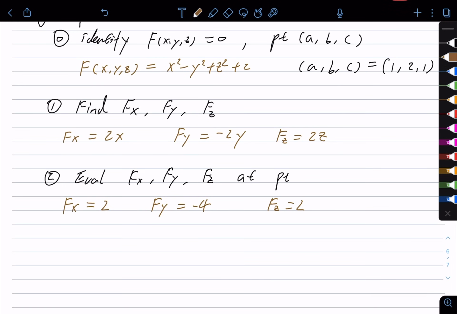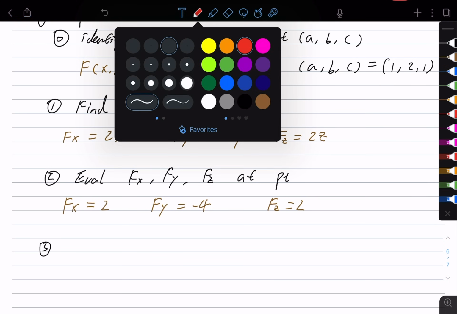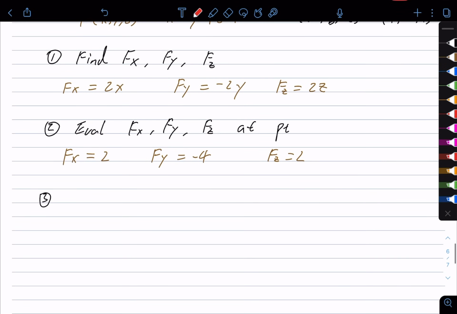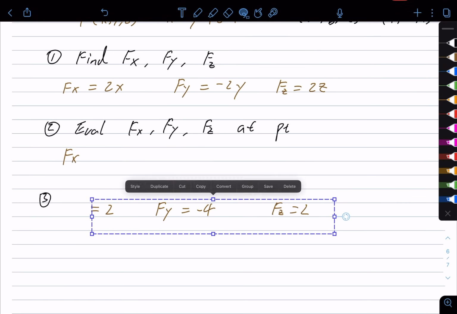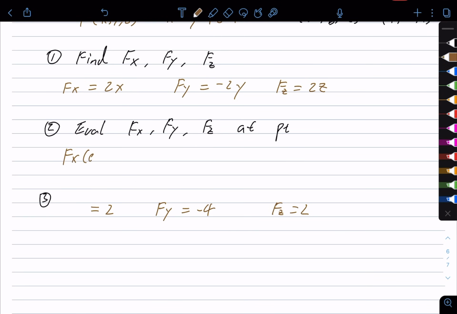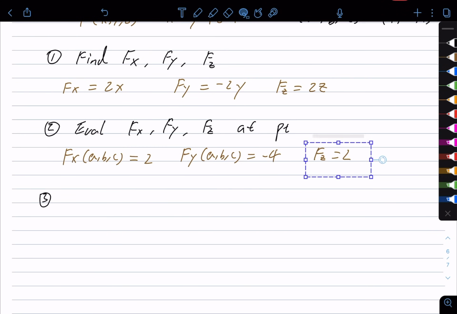Okay, so now we can utilize the final step, which is using the equation of the tangent plane. Okay, so the tangent plane equation definition will be, I'm going to say fx at ABC, and then equals to 2, fy, same thing, just to standardize everything, just to avoid any confusions.